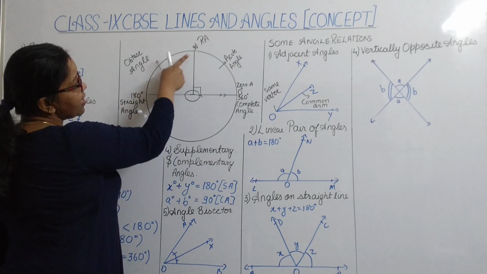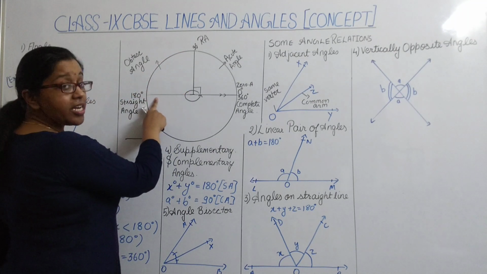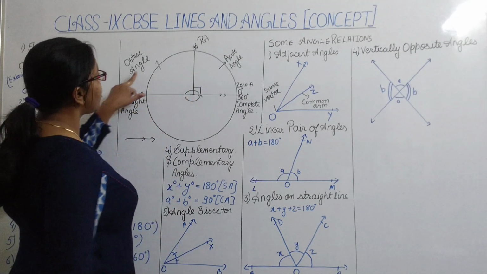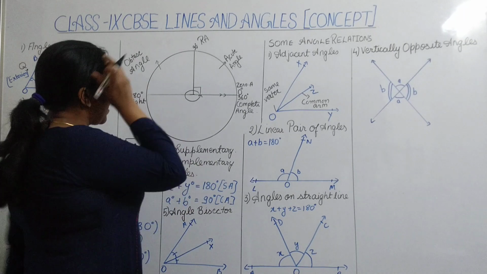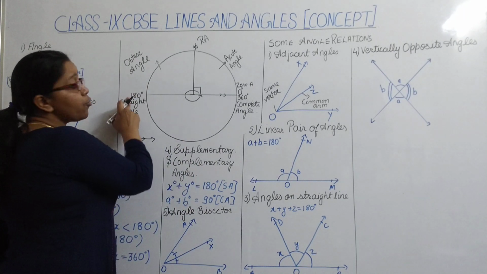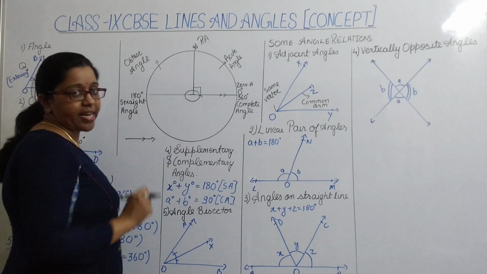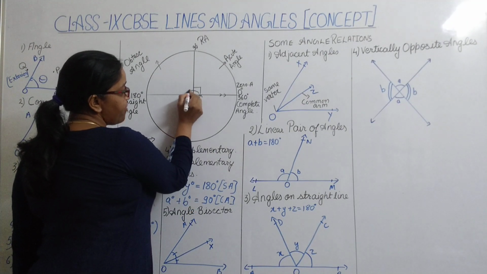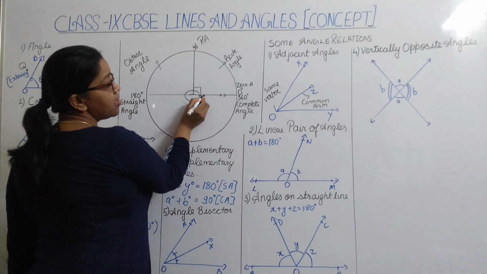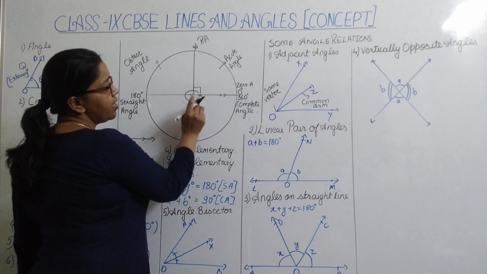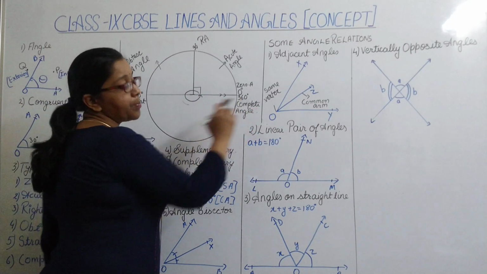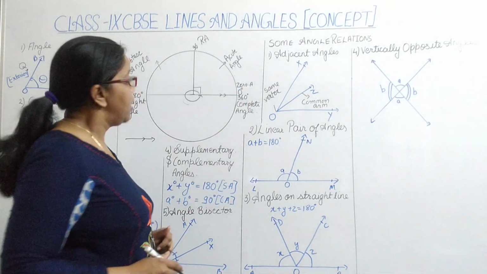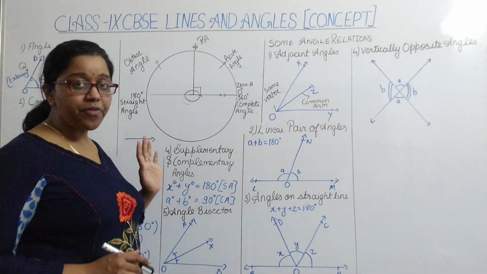Obtuse angle. When angles are greater than 90 degrees but less than 180 degrees, this angle is called an obtuse angle. Okay. And the next angle, equal to 180 degrees, is called a straight angle. When the angle starts from here and completes the circle, it is called a complete angle, and it is equal to 360 degrees. Hope you all have understood these types of angles.